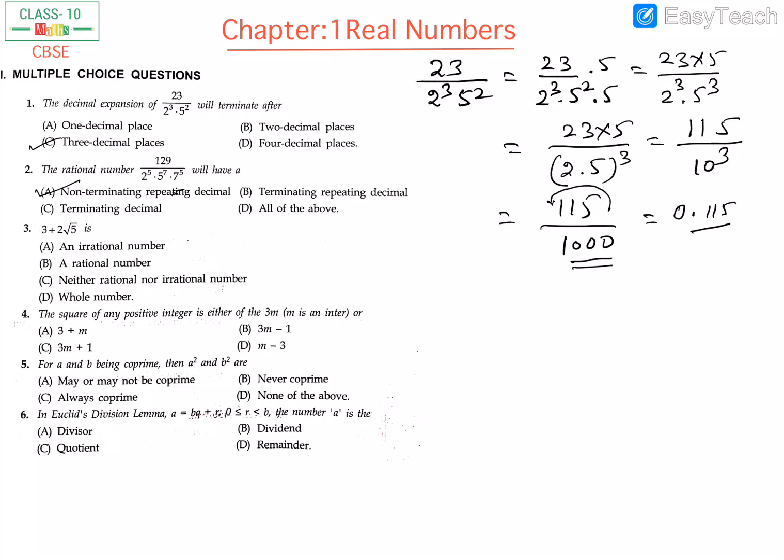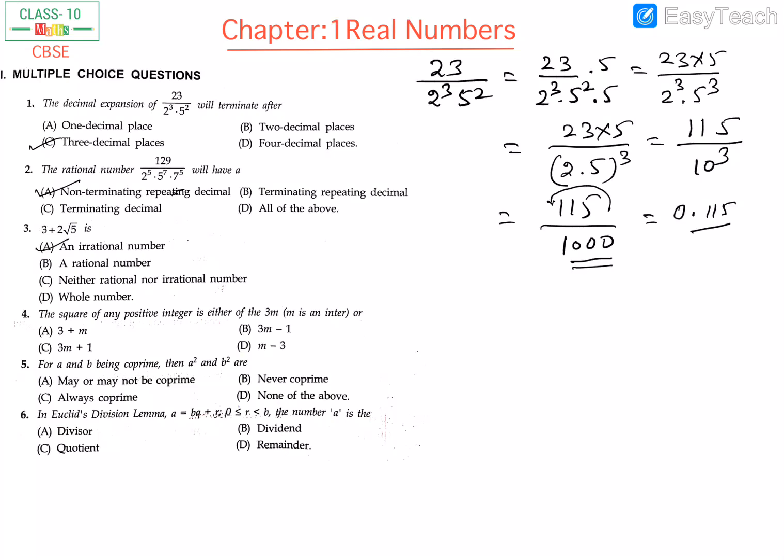Next, 3 plus 2 root 5 is an irrational number, rational number, neither rational nor irrational, or whole numbers. We know that the product of a rational number and an irrational number is an irrational. So 2 root 5 is an irrational. Now the sum of a rational and an irrational is also an irrational number. So here option A is correct.